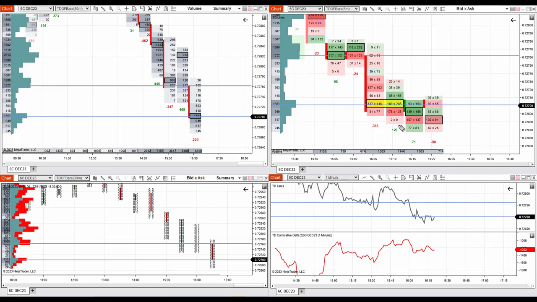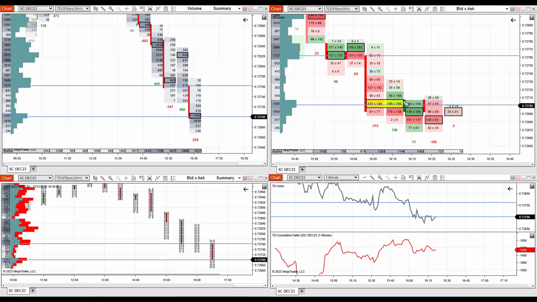But still we do see some buyers. We have positive delta here, positive delta here. So I'm not too pessimistic about this trade. It looks like the price stopped here because this is an important zone, and now I'm waiting for another move.